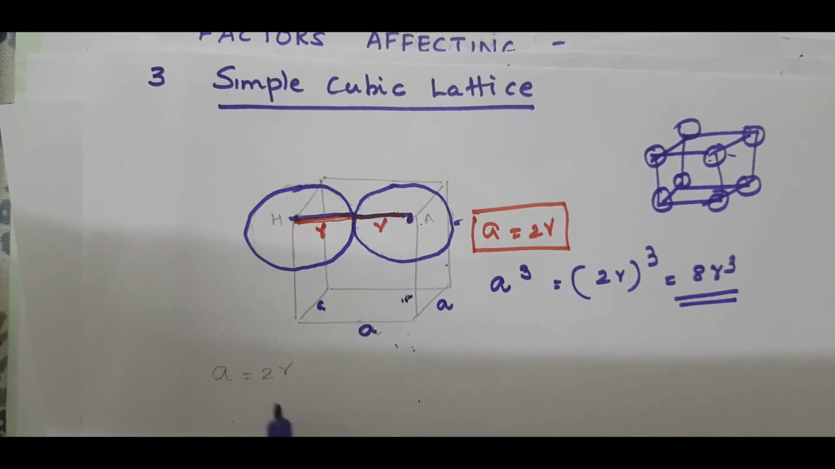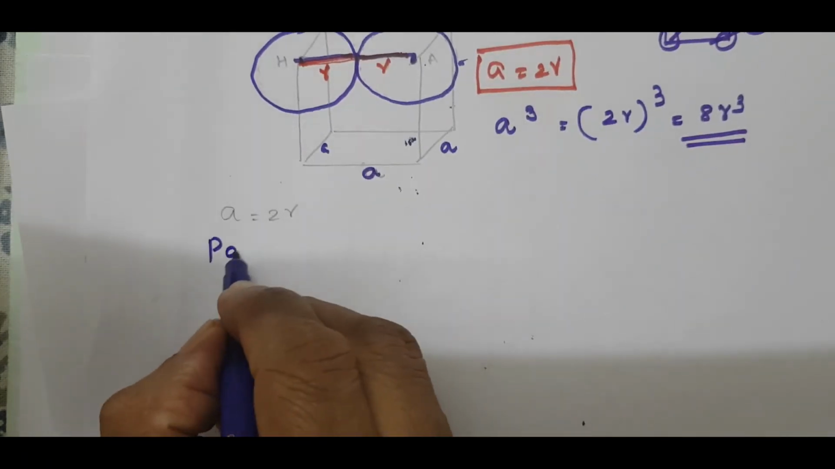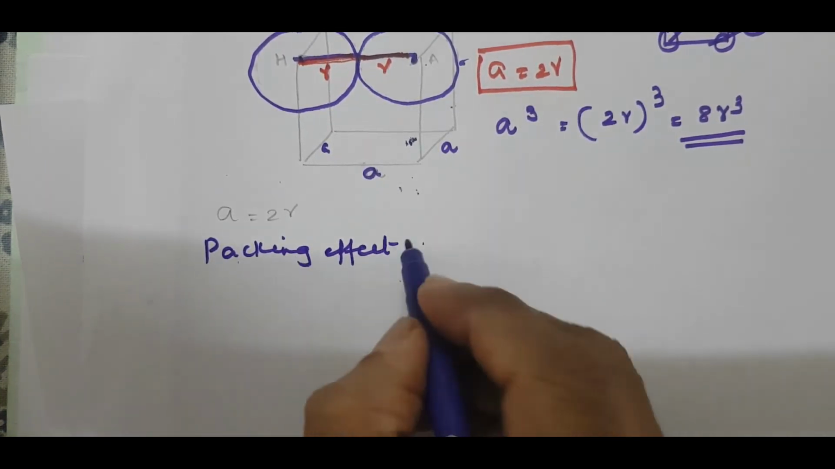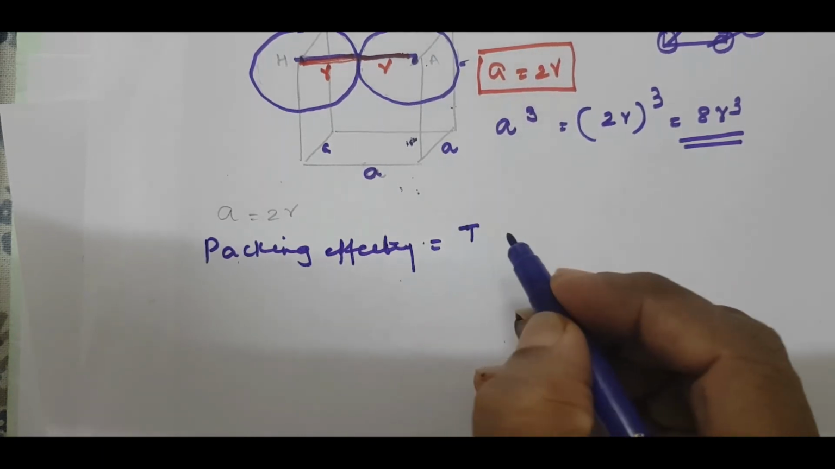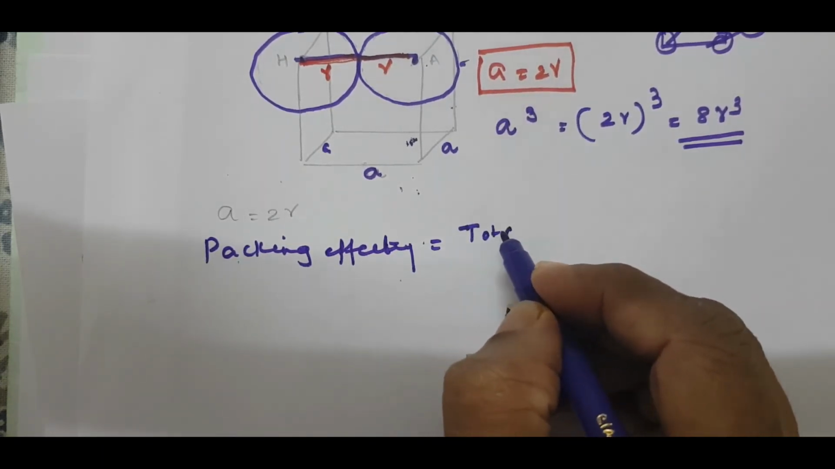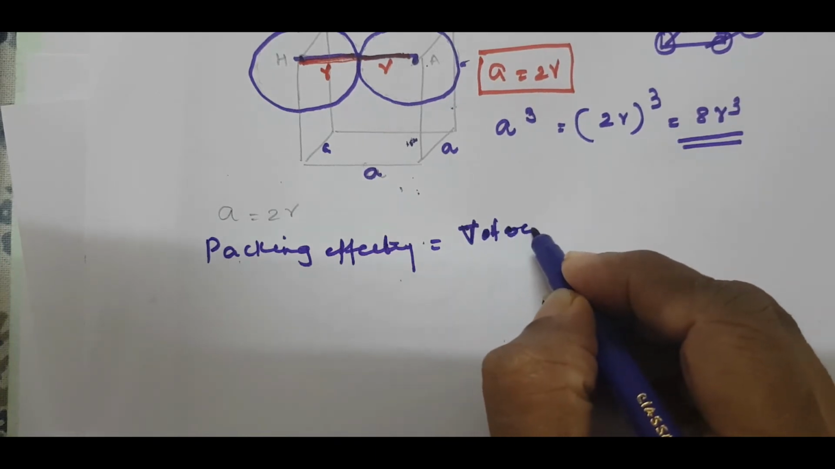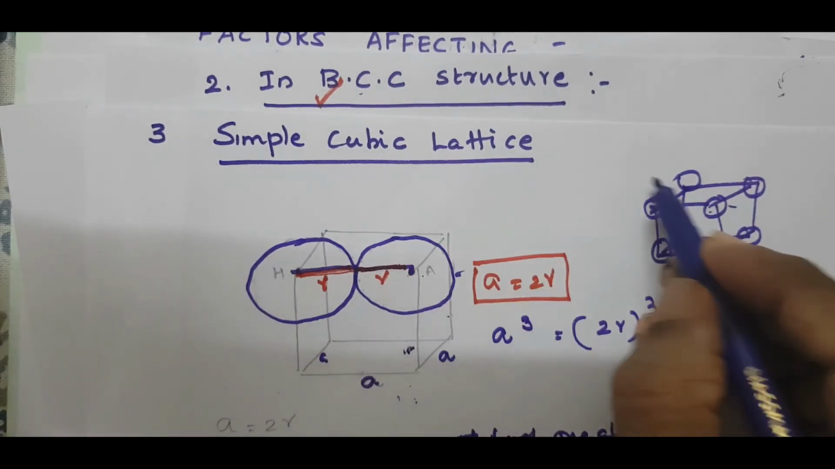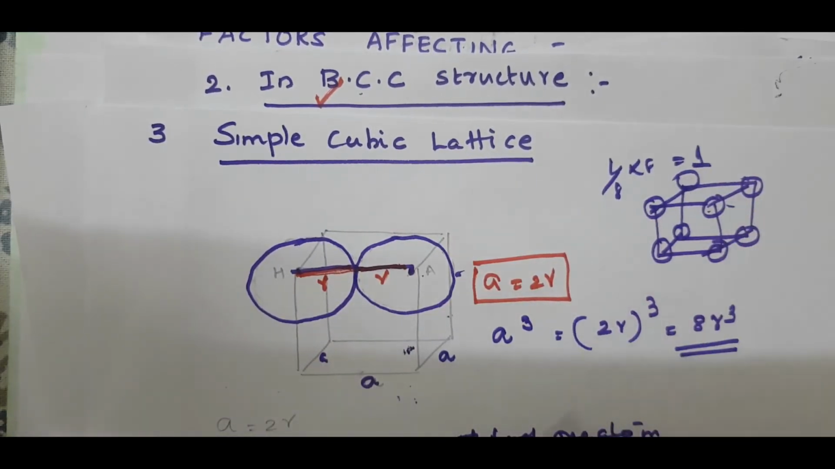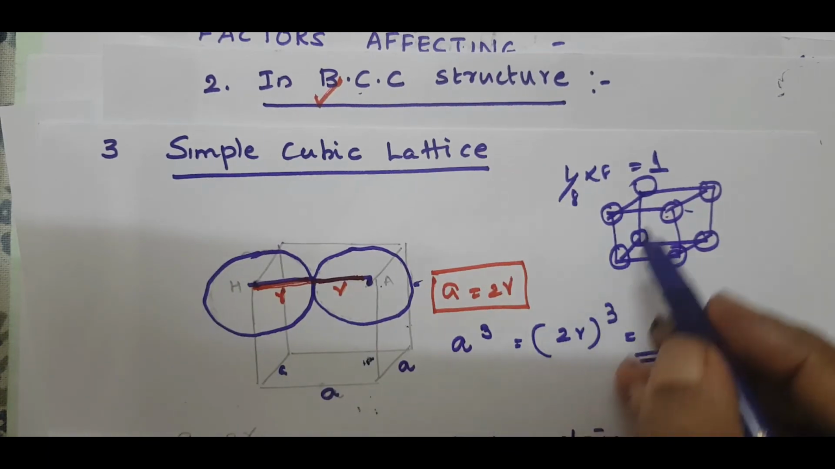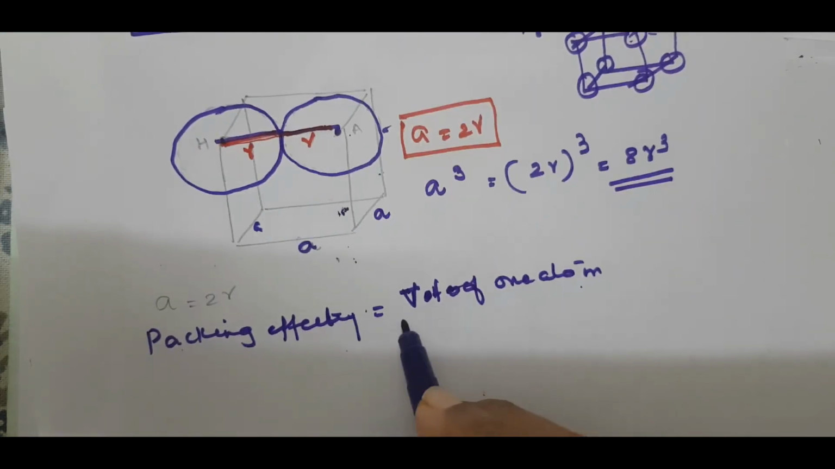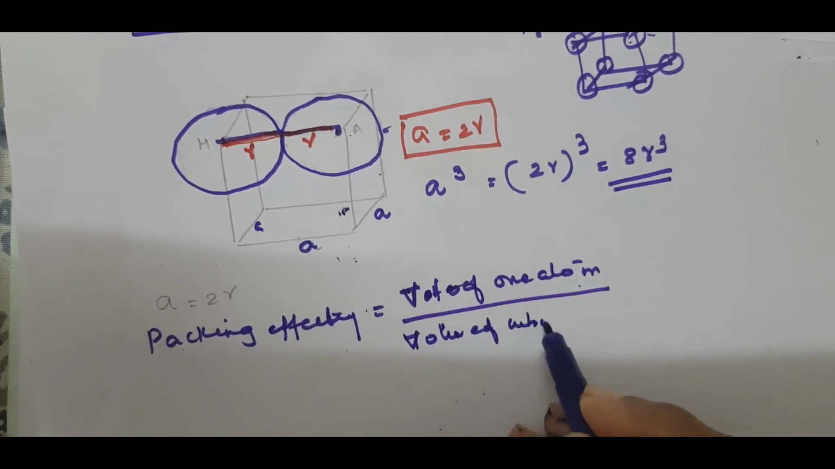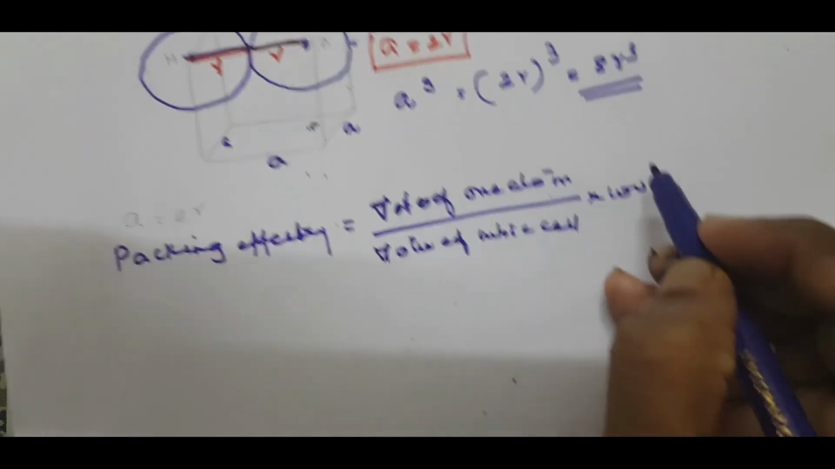Correct? Okay. Now we have to calculate the packing efficiency. Now how many spheres are there in a simple cubic lattice? How will you calculate the packing efficiency? It is the volume of one atom, isn't it? One atom means what? In simple cube, 1 by 8 into 8. So how many atoms are there altogether in a simple cube? It's only 1. So I can write the volume of one atom by the volume of the cubic unit cell into 100. See, this is very simple.